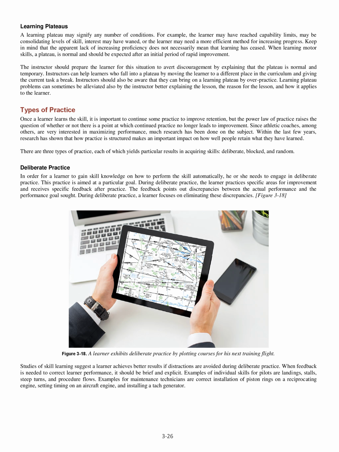For example, the learner may have reached capability limits, may be consolidating levels of skill, interest may have waned, or the learner may need a more efficient method for increasing progress. Keep in mind that the apparent lack of increasing proficiency does not necessarily mean that learning has ceased. When learning motor skills, a plateau is normal and should be expected after an initial period of rapid improvement.